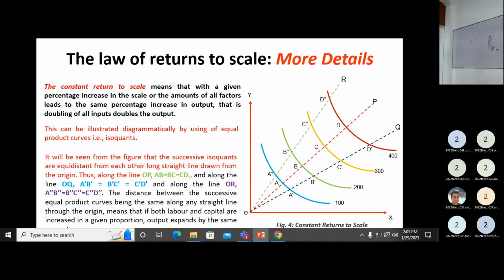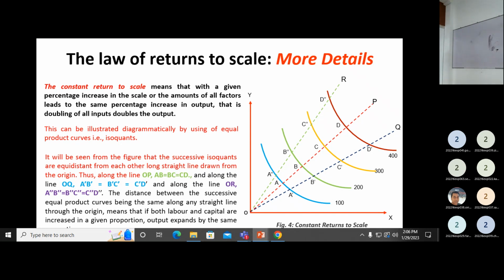Accordingly, this green color line, also say OR, A double dash B double dash equals B double dash C double dash, and that distance equals C double dash D double dash. Right. So here it says the distance between the successive equal product curves being the same along any straight line through the origin, you could see, right? All are the same. It means that if both labor and capital are increased in a given proportion, output expands by the same proportion. If you increase your input by the same proportion, output will also increase by the same proportion, and that is the meaning of constant returns to scale. And this is how you illustrate this on an isoquant map.